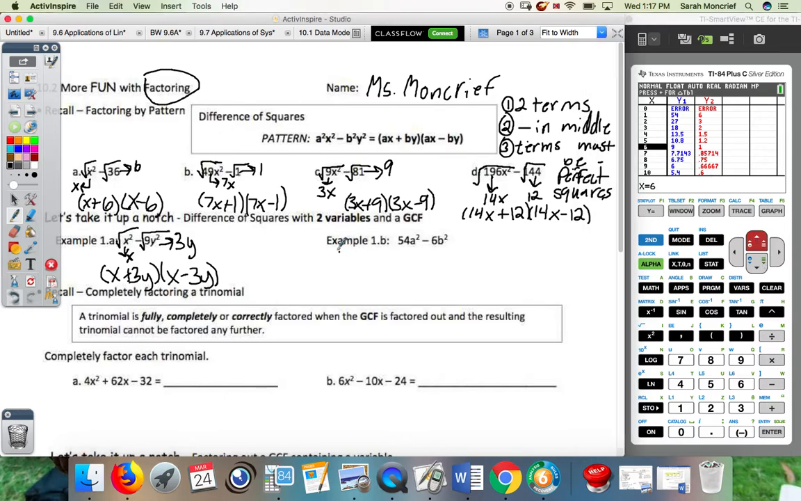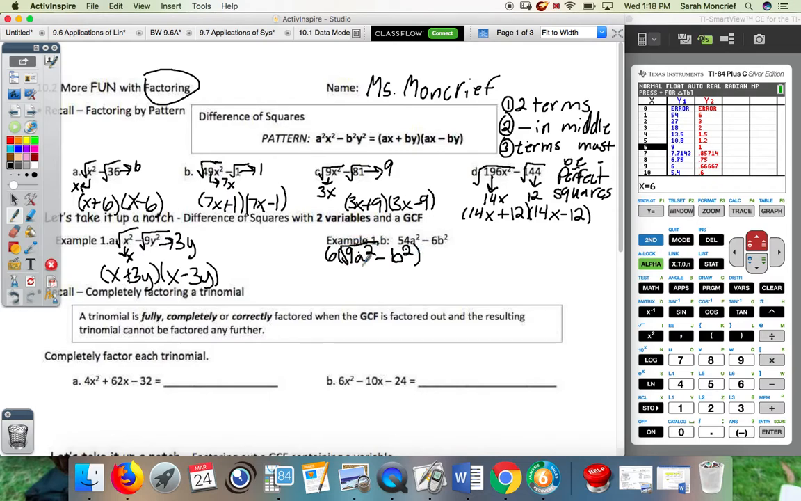So let's go ahead and pull out our GCF. So we have 6 times, and then what are 54a squared and 6b squared divided by 6? Well, 54 divided by 6 is 9, so we have 9a squared minus, what's 6b squared divided by 6? 1b squared, or just b squared. Alright, so now that we've factored out our GCF, let's just look at the binomial and see if that one can be factored using our difference of squares. So let's start back over on our checklist. Is there two terms? Yes, we have 9a squared and b squared. Is there a minus sign in the middle? Yep, cool, still working. Now, are these two terms perfect squares? Well, let's check it.